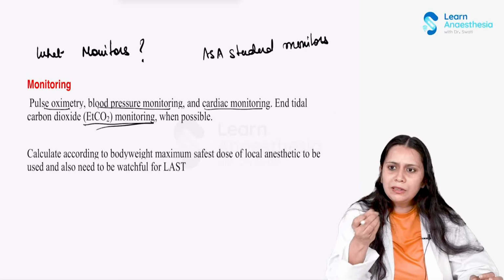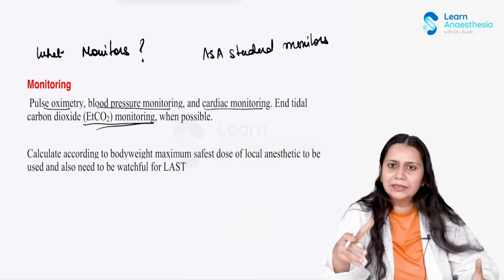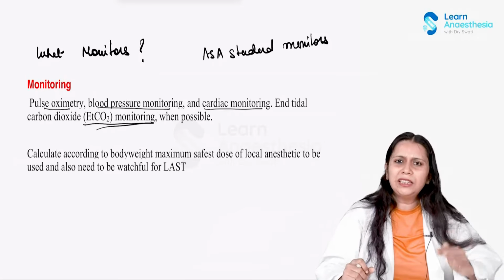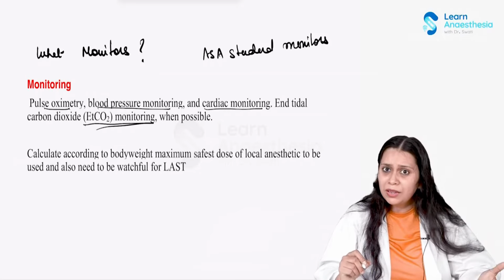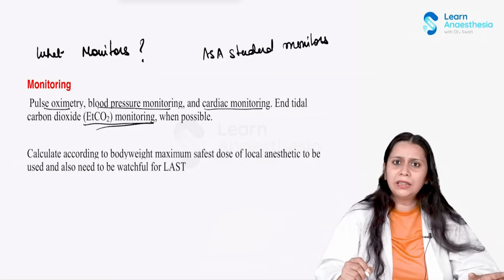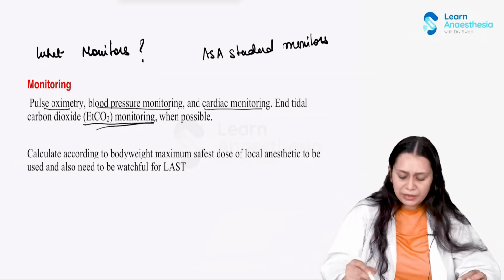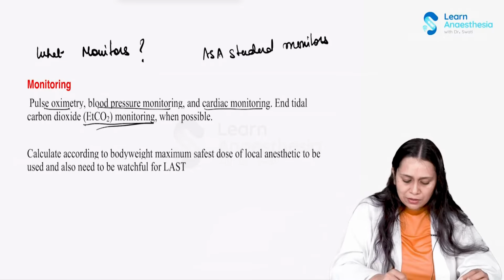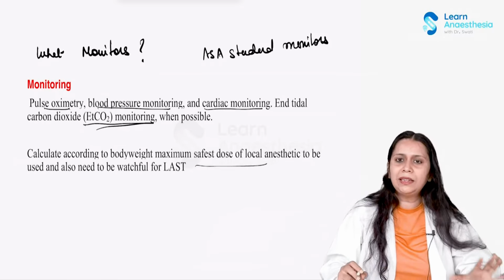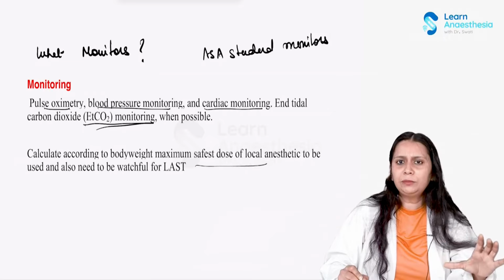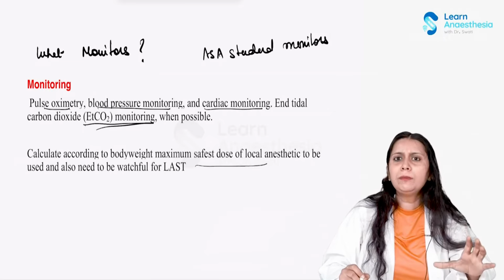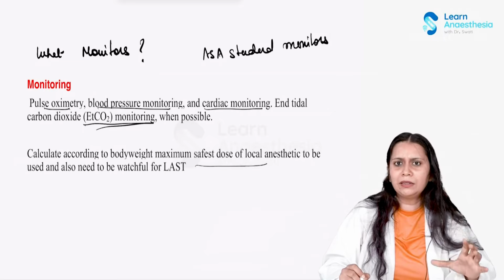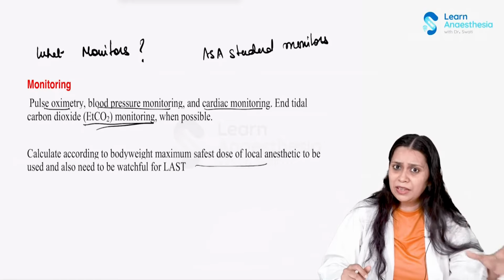Because absorption compared to other routes is less, the overall safe dose is a little more. So we can give a little more than the usual safe dose. But definitely we need to calculate the safest dose, and it should be in our mind that according to the body weight of this patient, 350 milligram of Xylocaine is safe in this patient. Got my point?